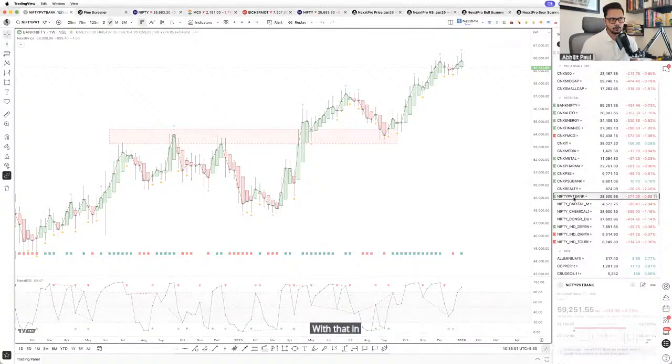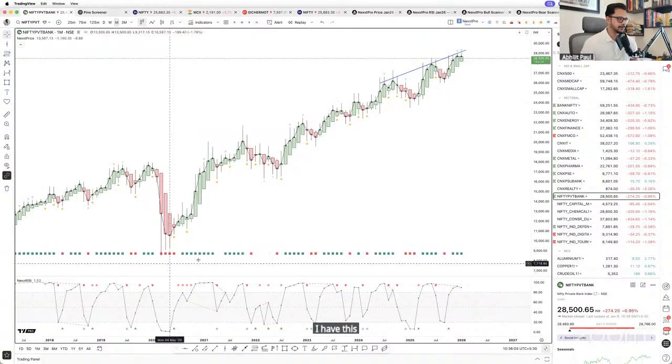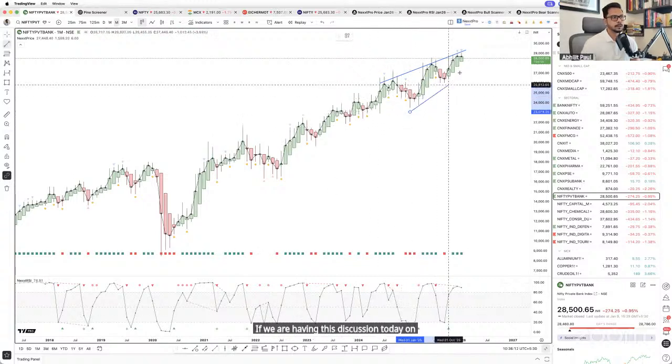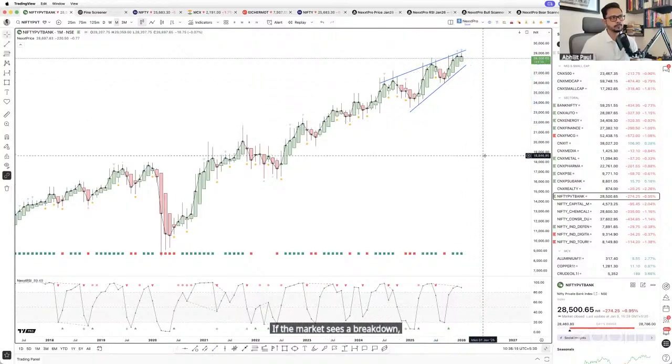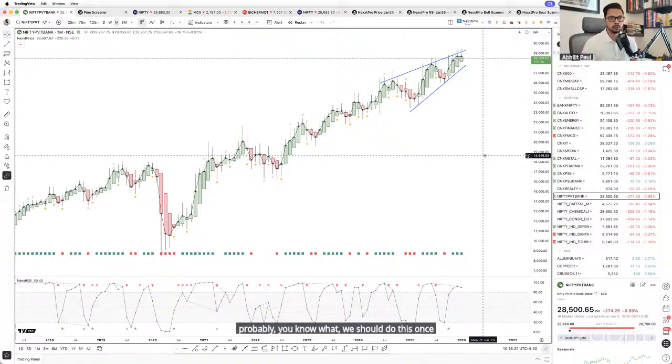With that in mind, can we go to the private bank? Same story. Monthly. I have this line drawn, this scan. If we are having this discussion today on the 11th of Jan, if the market sees a breakdown out of this rising wedge, it can be a serious breakdown if it happens. Then probably, you know what, we should do this once in a quarter to revisit. In January and May we met, we had a strategy, we had a plan of action. 3 months later, what did the market do and should there be any distinct change to our strategy or not? Generally, yes, because in 3 months a lot of things change and our strategy, our positioning also needs to change.